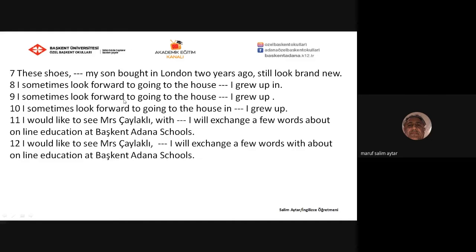I sometimes look forward to going to the house. Which house? I sometimes look forward to going to the house. Which house? See, here there is a preposition, but here there's not one. I sometimes look forward to going to the house in, so you have to make a formal relative clause, remember?